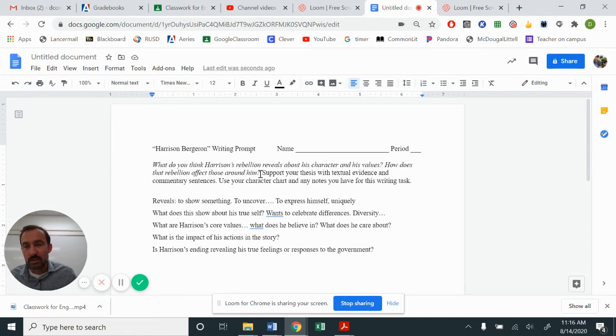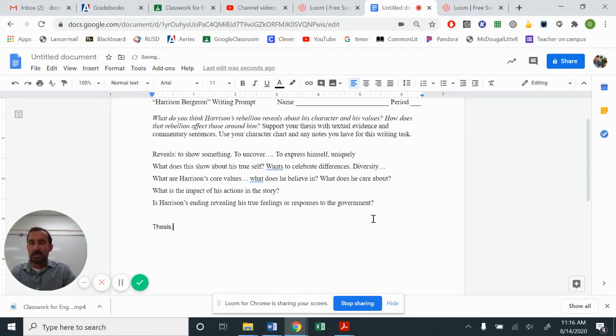Now, from that, you want to support your thesis. If you guys remember, a thesis is the point you are trying, I like to use the word prove, the point you are trying to prove in your writing. I always use the sentence starter: The point I'm trying to prove is Harrison's rebellion shows, and then I'm able to explain myself based upon what I found in my characterization chart and our discussions and everything else. Okay?